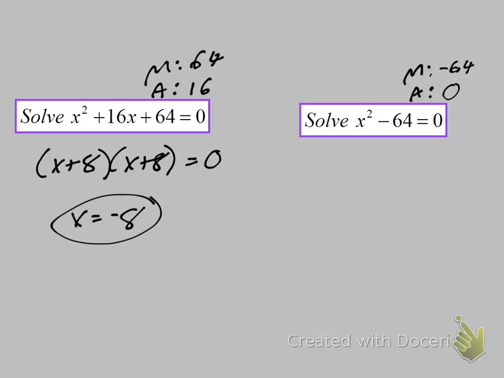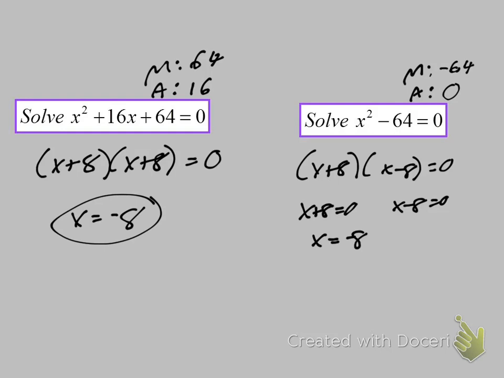Okay. So now you go through the same way. What two numbers multiply to negative 64 and add to 0? 8 and negative 8. See that? X plus 8. X minus 8. Now, this one you will get two different answers. So you got to split it and do it twice. So X plus 8 equals 0. X minus 8 equals 0. X equals negative 8. X equals positive 8.